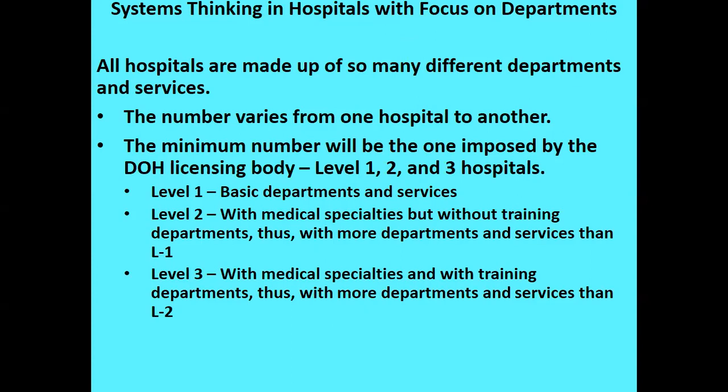The current definition of the different levels or types of hospitals: level 1 has the basic departments and services. Level 2 has medical specialties, but without training departments, but there are more departments than level 1. In level 3, there are medical specialties and medical training programs, like the fellowship program and residency program. And thus, there are more departments and services than level 2 and level 1.